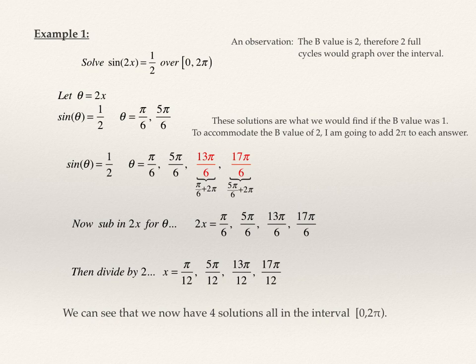So our process here is we're going to make a substitution, solve for what we know, and then we have to add on to account for that horizontal shrink of the graph. Let's look at one more.